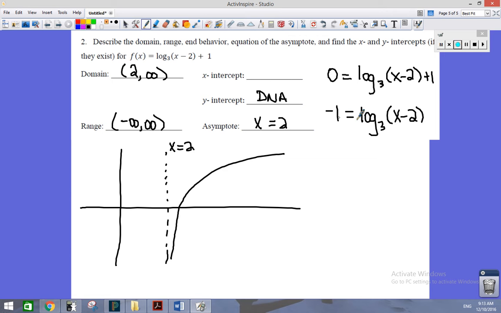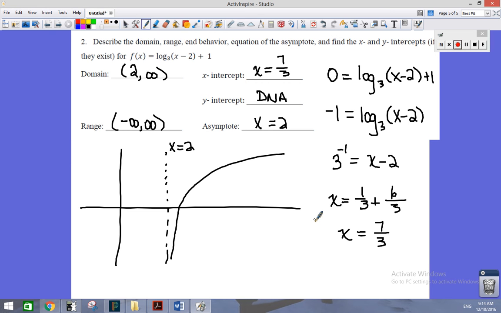here with this in logarithmic form, but I can change this log form to exponential form. The base is 3. A logarithm equals an exponent, so that's 3 to the negative 1 is equal to x minus 2. Well, 3 to the negative 1 is just 1/3. And then if we add 2, but I'm going to write 2 as 6 divided by 3, so I'm getting an x-intercept of 7/3.